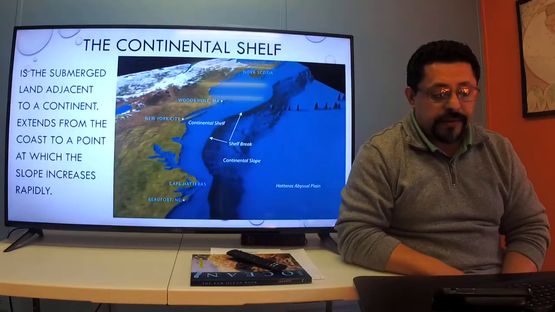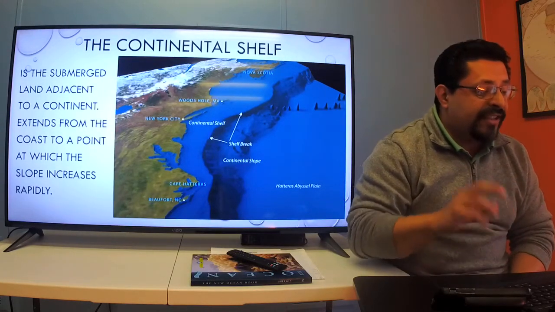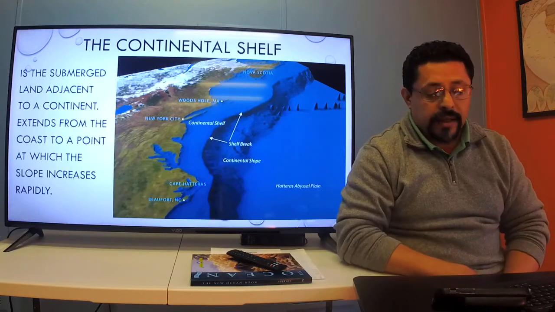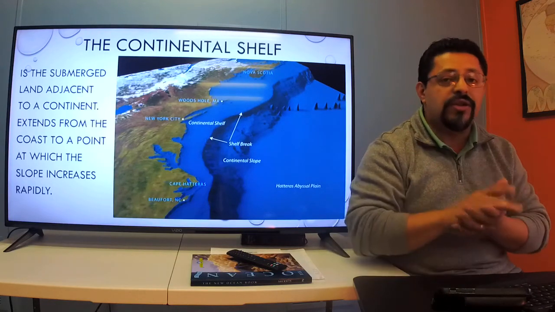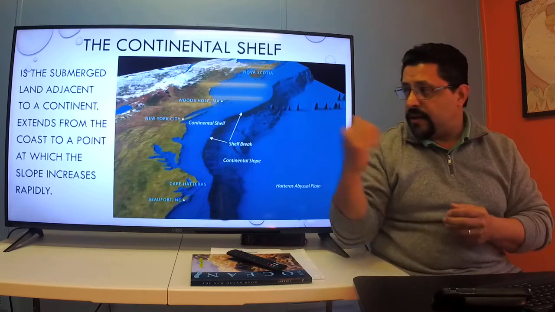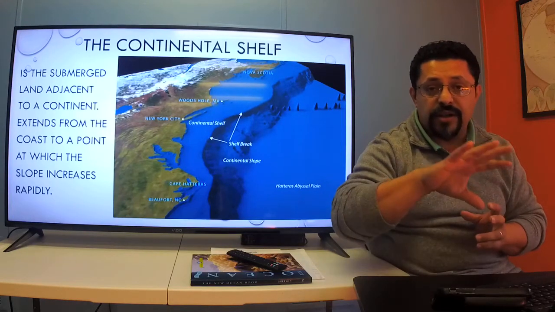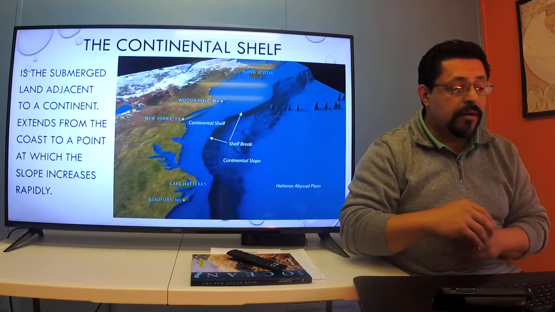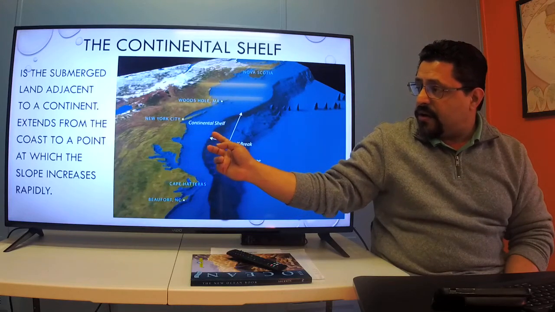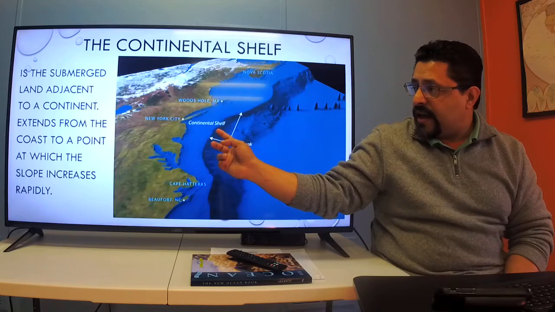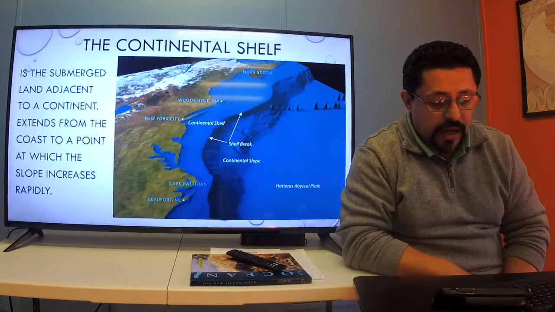The continental margin is the submerged land adjacent to a continent, and it extends from the coast to a point at which the slope increases rapidly. This here is a picture of the continental shelf of North America, especially the northeastern part of the United States. You can tell right here we have New York City, and the continental shelf goes out several miles into the ocean, and then we have the continental slope that starts going down into the ocean.